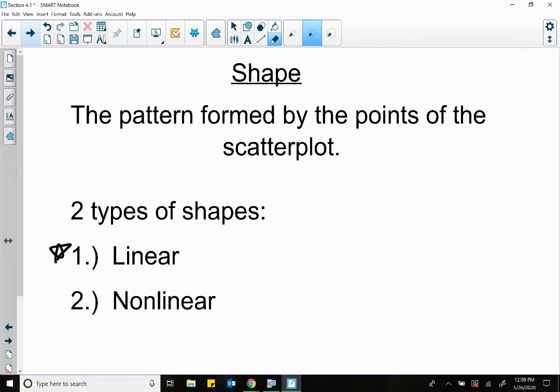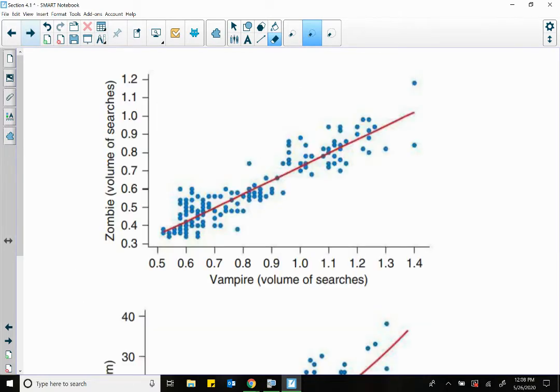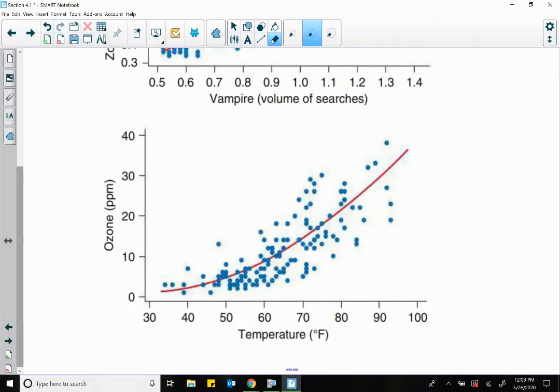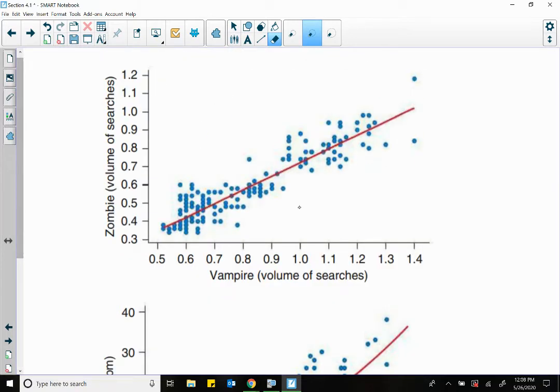If we look at these, you can see what I'm talking about here. These dots are nice and they form that line. That red line is what we would call the linear regression. We'll talk more about that when we get into section 4.3. But you can see that it looks like a line. Down here, this looks exponential because it starts out kind of flat and then it starts to increase. So this is what we call nonlinear. We don't like that. This is what we call linear because it looks like a line. We like that.